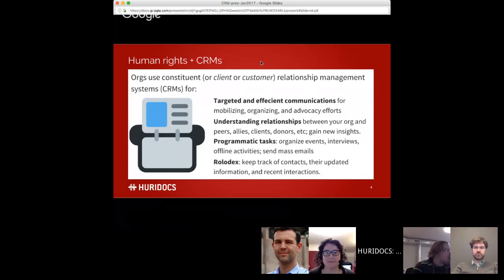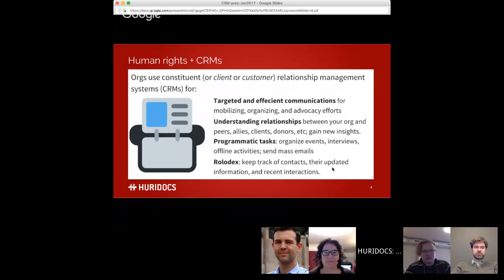This concept really comes from the business sector, but there are a lot of reasons why it is useful for human rights organizations and other nonprofits. Here are a couple of the reasons I've listed. It really helps to target and communicate with your allies for mobilizing, organizing, and advocacy. You can send a targeted message to a really specific group of people. You can use email, and sometimes SMS. It saves a lot of time as opposed to going into your email and sending out individual emails.